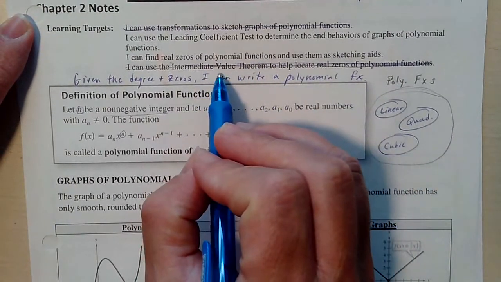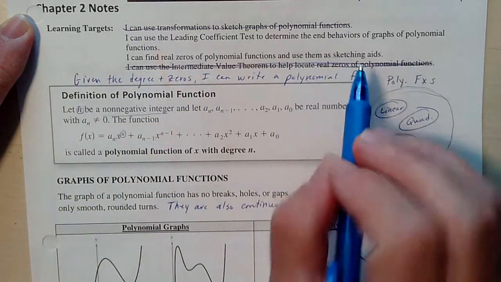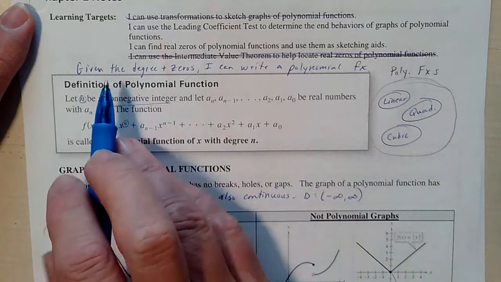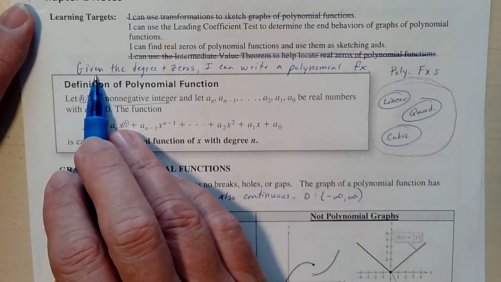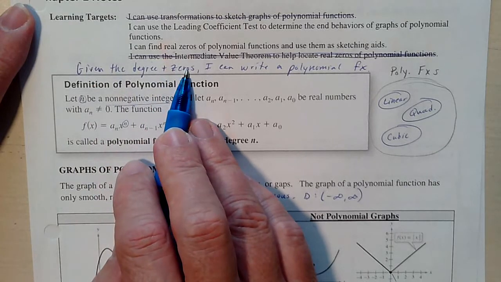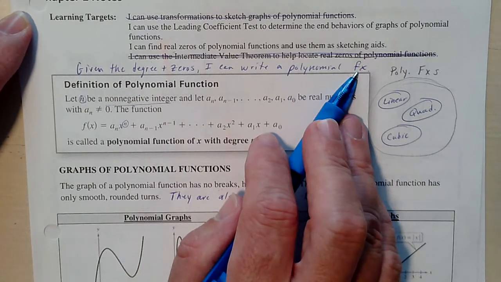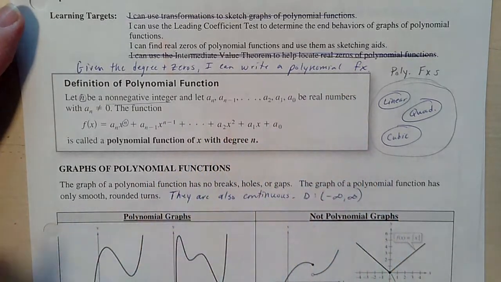We don't use the intermediate value theorem, so I want you to cross that out for me in your notes, and I want you to replace it with one that we will be using. It states, given the degree and zeros, I can write a polynomial function. Okay, pause the video and write that in there, okay?